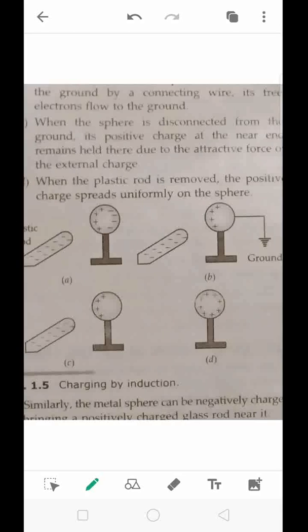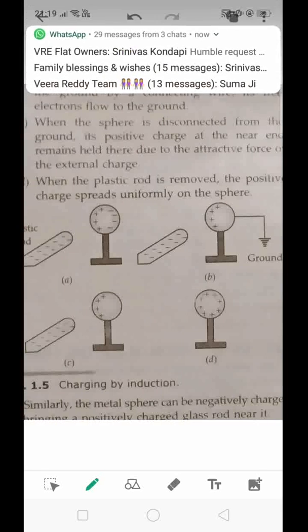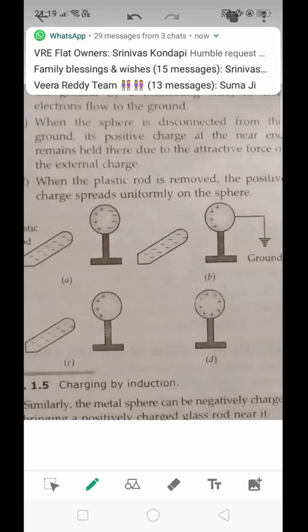Okay, now this is another experiment which shows the various steps involved in inducing a positive charge on a metal sphere, right? So, how to induce a positive charge on a metal sphere? See the different cases here also: case A, case B, case C, and also case D.